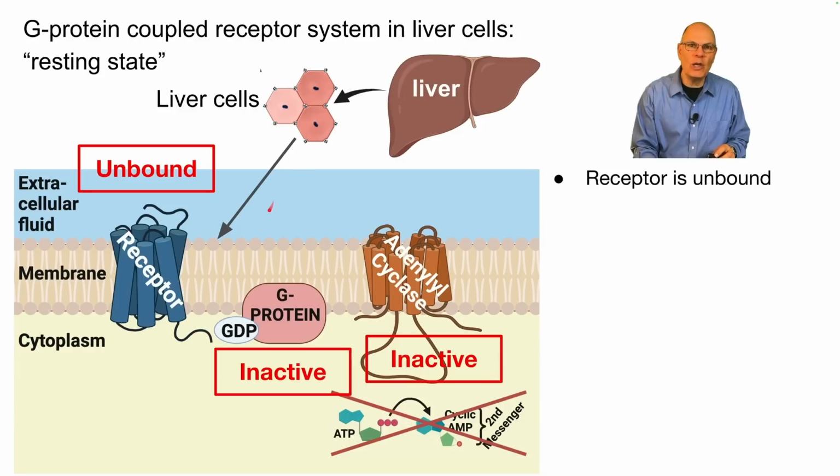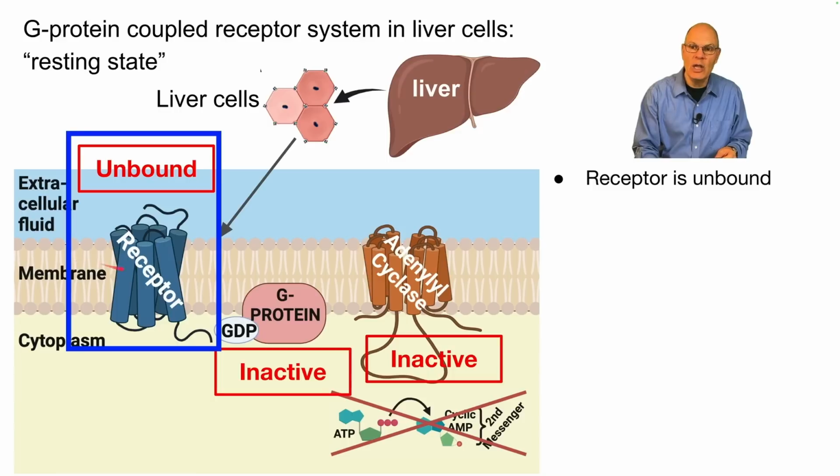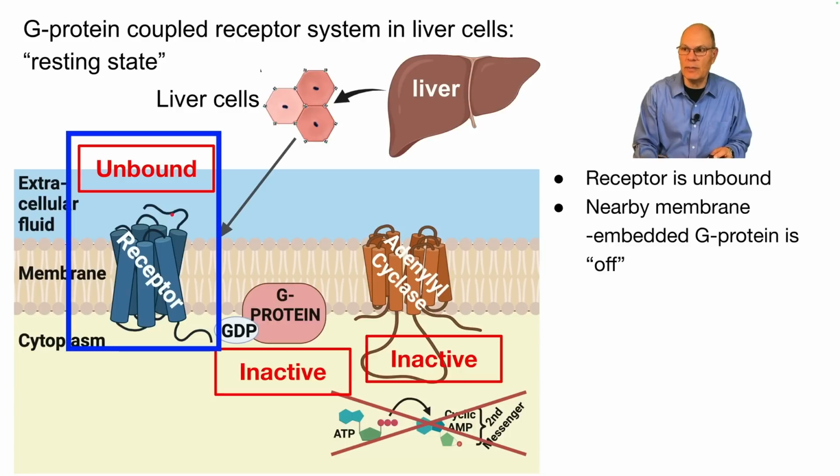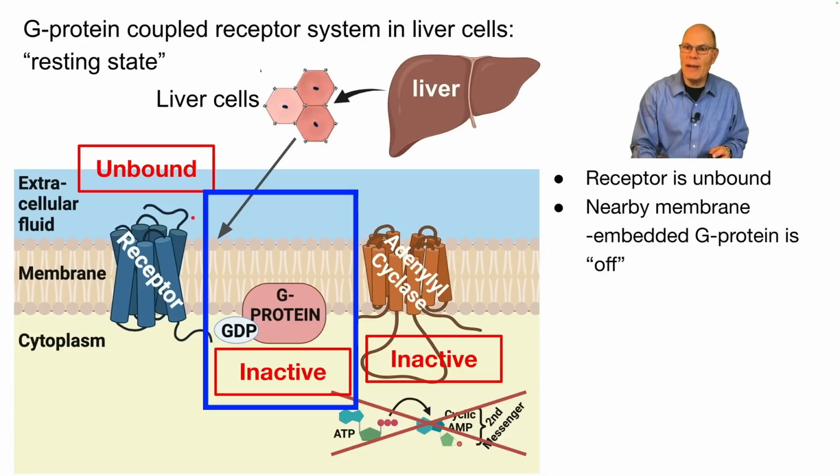So we're now looking at the off state before epinephrine is released, and in this moment the receptor is unbound. There's no epinephrine in the system. There's a nearby membrane protein called a G protein. A G protein is not a receptor, it's a membrane embedded protein, and it can oscillate between two states. Now it's off, it's inactive.